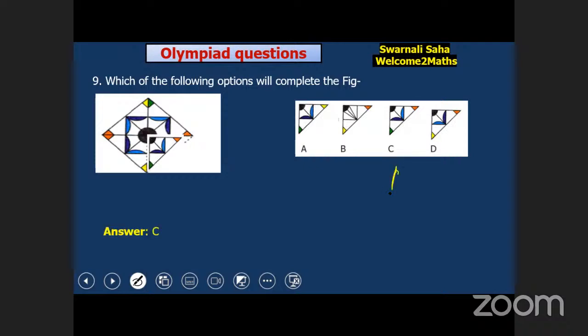You can see it is the perfect one. In all the other options you can see it is only green, and here there is only orange color. So that is why option C is the right one. Okay, this would be the right one. C is the right one. Fine.